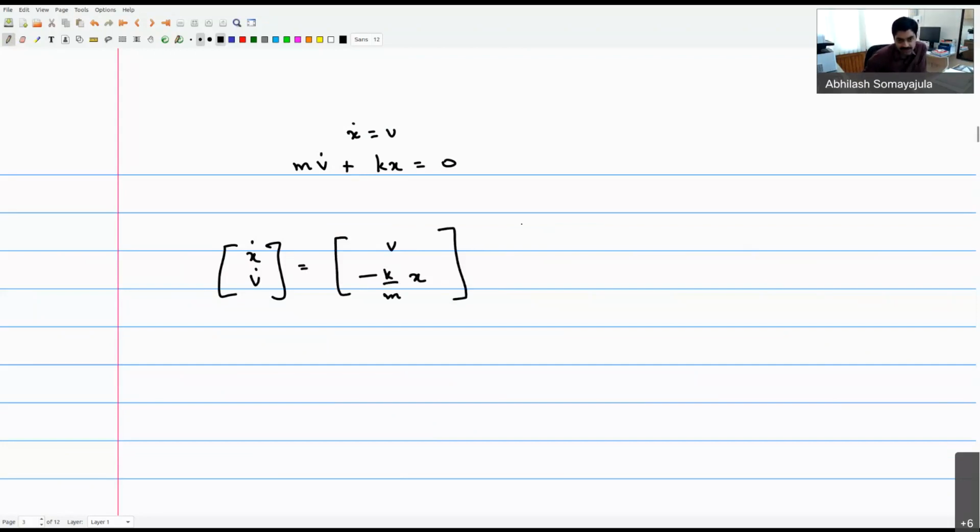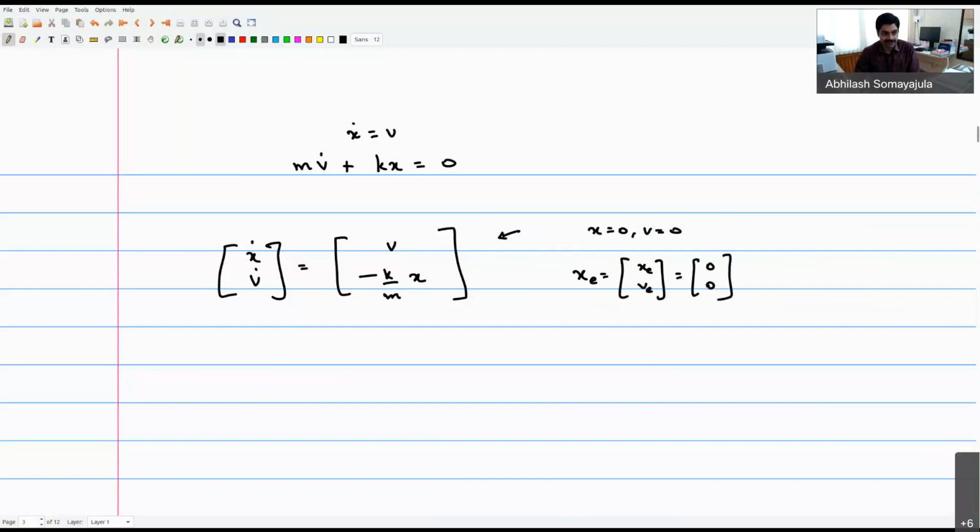Now, what is the equilibrium point for this system? V equal to 0 and x equal to 0, right? X equal to 0 and v equal to 0 is an equilibrium point. So x e is equal to 0, 0.